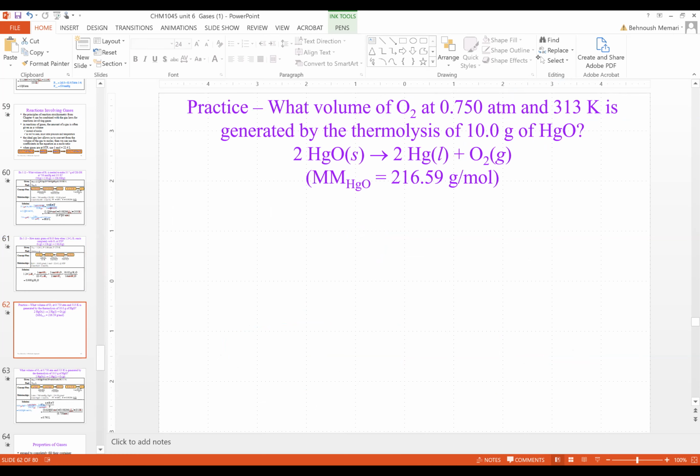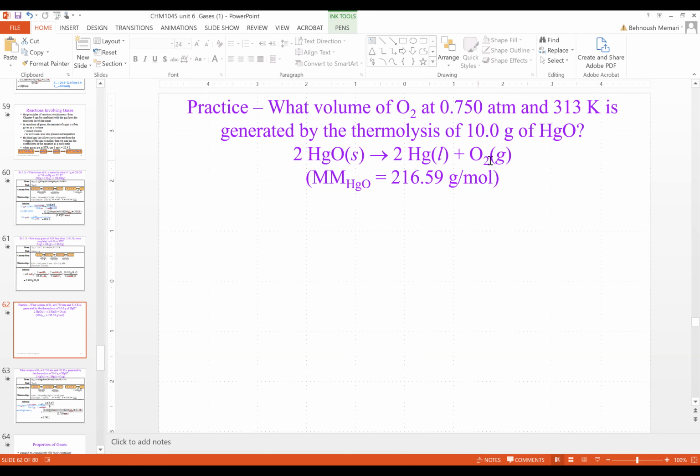Another example, so hopefully you understand how it works. It's very similar to stoichiometry. The only difference is that in this case, you are using indirect information to find the moles of gas. Sometimes the volume is given, sometimes the mass is given, it depends on the information that is given. So you find the moles of the gas.